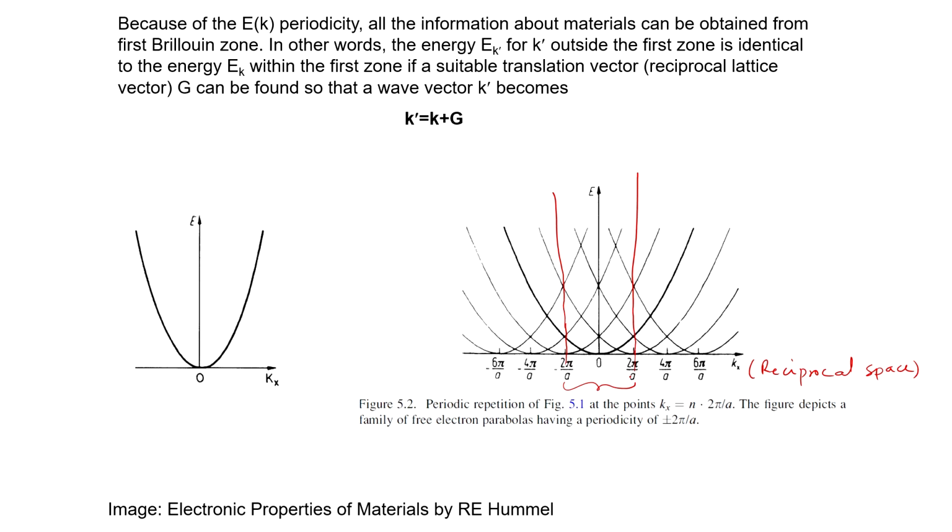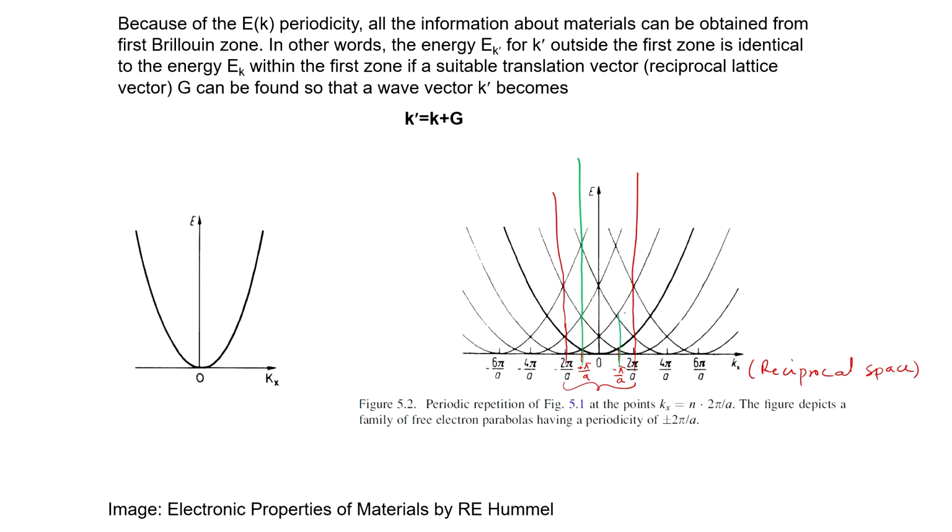So, we do not need to look at a second unit cell, we can just operate in one unit cell of the reciprocal lattice. Because of the periodicity of the energy wave vector diagram, or E-k diagram, all the information about materials one can obtain from the first Brillouin zone itself. The first Brillouin zone will be from minus pi by a to plus pi by a. So, this is the first Brillouin zone that we have, and we can obtain the information only from this zone.